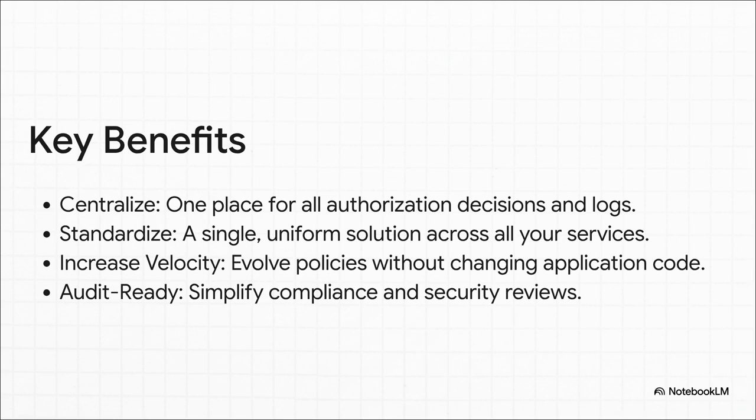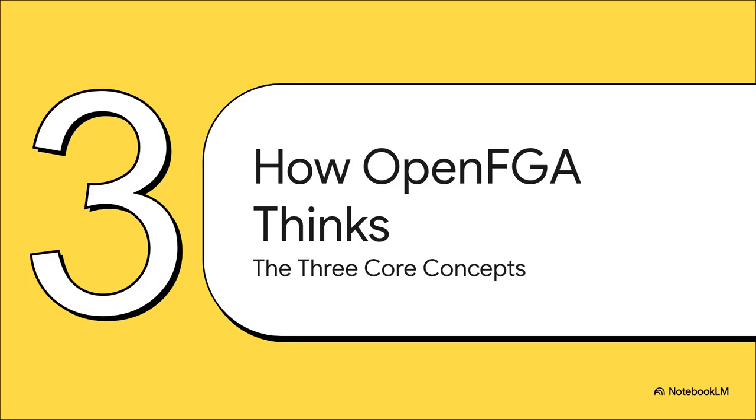And what's the real payoff here? Well, centralizing gives you one source of truth and one place to log every decision, which, believe me, makes auditors very happy. Standardizing means every team, every service is speaking the exact same language for permissions. And the big one for developers, velocity. You can change incredibly complex permission rules just by updating your model without having to redeploy your entire application. It's a game changer. Now, to really get it, you kind of have to understand how OpenFGA thinks, and it's actually surprisingly simple. It all boils down to just 3 core concepts.